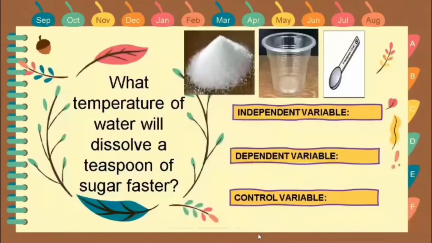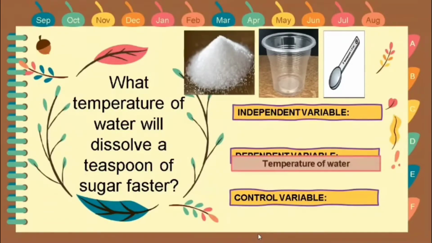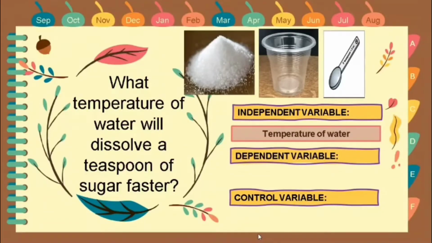Let's have another example of those types of variables. If the problem that we wanted to investigate is the question, what temperature of water will dissolve a teaspoon of sugar faster? What will be the independent variable? The independent variable will be the temperature of water. Why? Because we need 2 different temperatures of water, the hot and the cold. Because, according to the problem, we need to compare the rate of the solution of sugar in different temperatures.